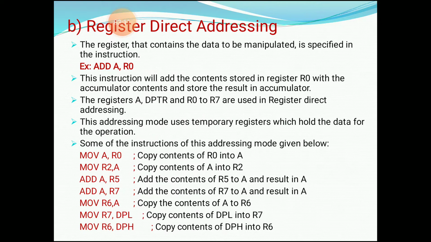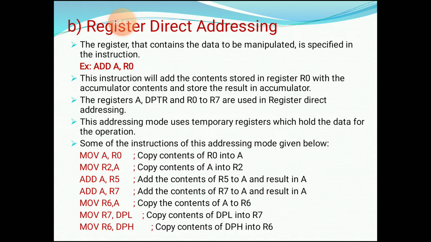In register direct addressing mode, the register that contains the data to be manipulated is specified in the instruction. An example of this addressing mode is ADD A, R0. This instruction will add the contents stored in the register R0 with the contents of the accumulator, and the result will be stored into the accumulator. The registers A, DPTR and R0 to R7 are used in register direct addressing mode. This addressing mode uses temporary registers which hold the data for operation.